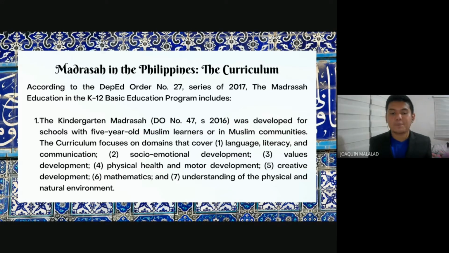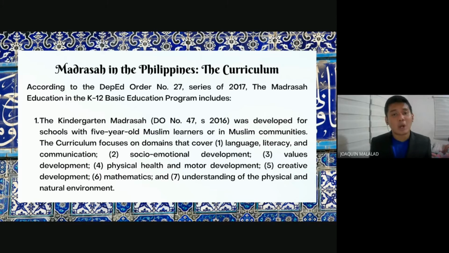The curriculum. Let me start this topic with the kindergarten madrasa, adapted from DepEd Order No. 47, Series of 2016, which was developed for schools with 5-year-old Muslim children, which aims to ensure that 5-year-old Muslim children have the standards and competencies expected for them. It is also consistent with the current kindergarten education program of the K-12 curriculum. It seeks to promote the holistic way by which young children grow and develop, and aims to recognize the role of families and communities in supporting the child's development.